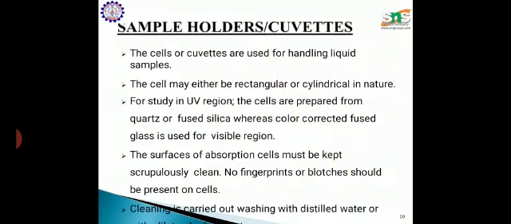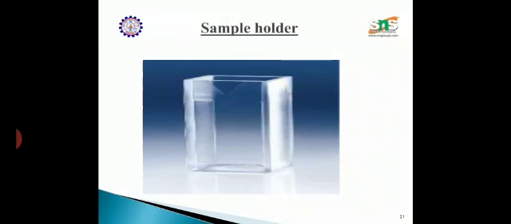Sample holders we call cuvettes, made of quartz. They are cylindrical or rectangular in nature. They are used to study the UV region. They're made up of quartz or fused silica. The surface of the cells does not absorb ultraviolet radiation; it allows it to pass through. So this is good. Inside we can fill a sample and place it inside the instrument.